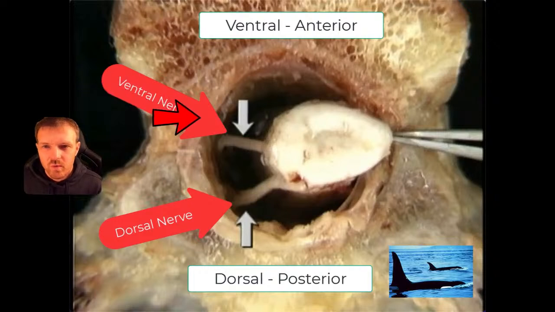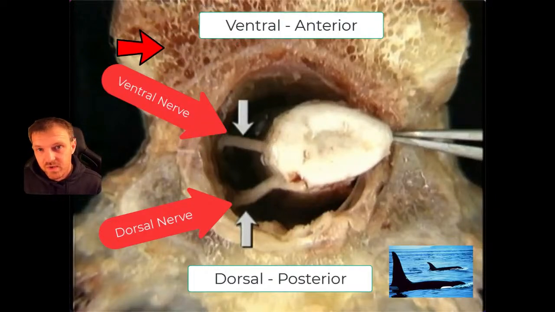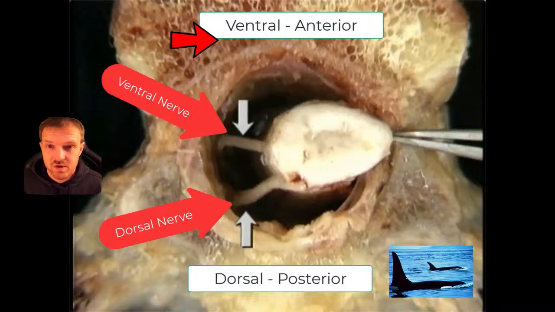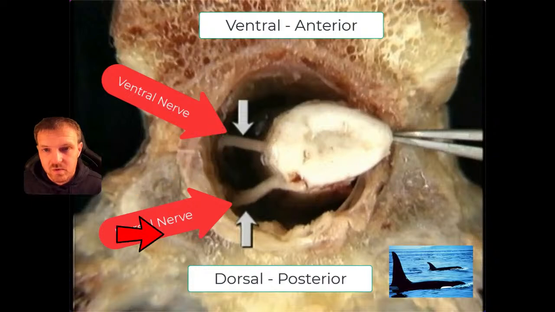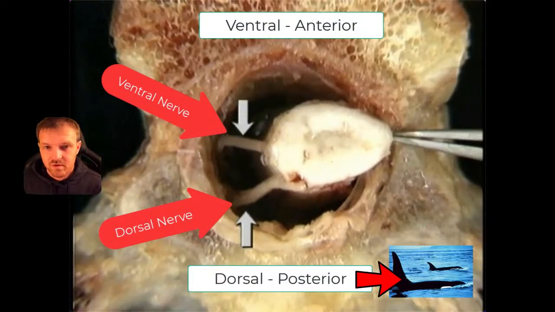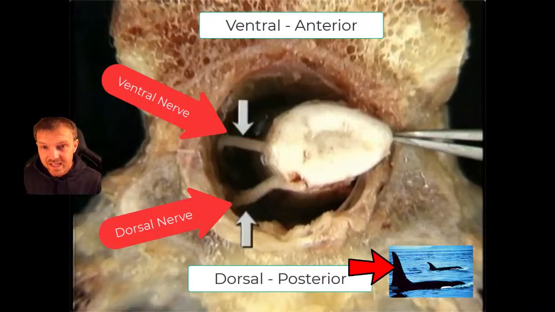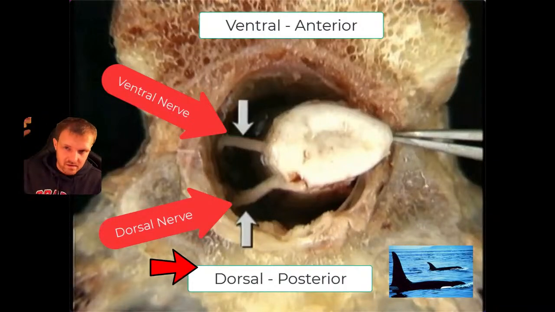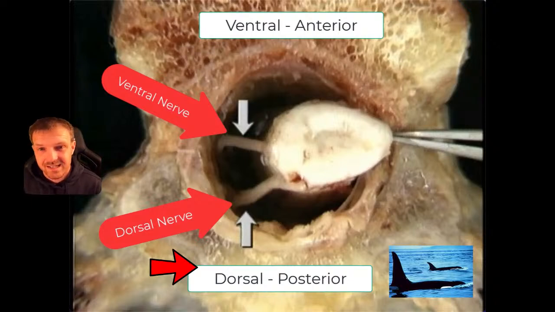So we've got what we call ventral nerves, and ventral is towards the front. So we can see the vertebral body just here. So those nerves come off the front of the spinal cord, and then dorsal nerves. Dorsal is posterior, so I've popped a picture there of the dorsal fin. If you think about a dorsal fin like on a dolphin, it's on their back. So dorsal is posterior just there.